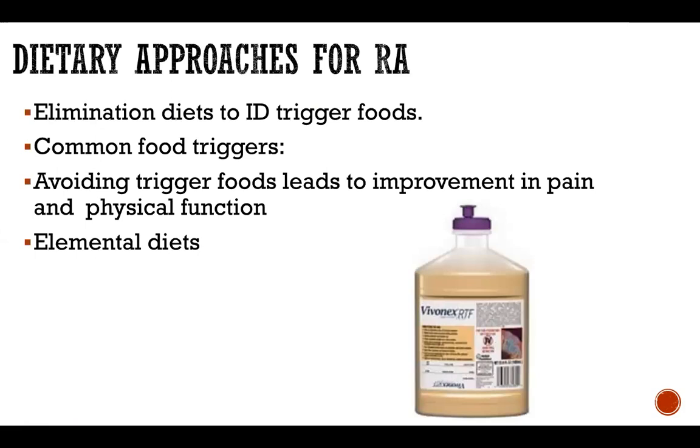Some dietary approaches for rheumatoid arthritis. It is possible that people try elimination diets, and an elimination diet would be a diet where you cut out different foods and then you add them back in slowly and see if your symptoms of the rheumatoid arthritis disappear, stay the same, get better, get worse.